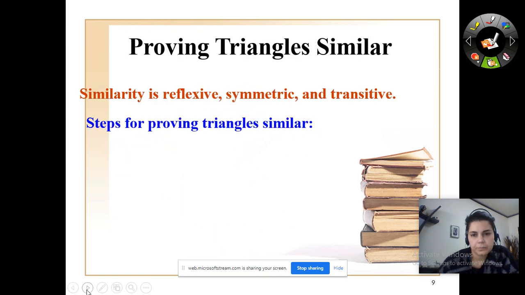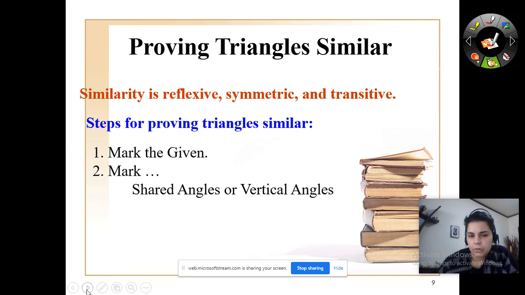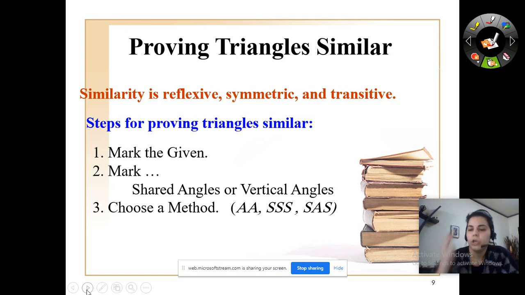That's it. So every time you need to think about proving similar triangles, you need to mark the given first. Try to mark if there is a shared angle or vertical angles and choose one of the methods: AA, SSS, or SAS. So we have two equal angles, one; an equal angle between two proportional sides, two; and three proportional sides, three. And that's it.